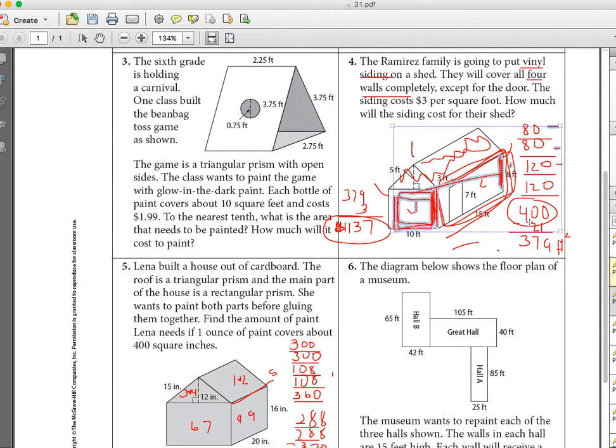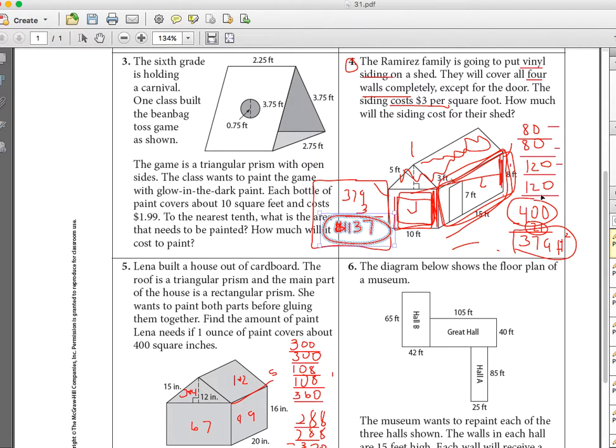But I do need to take away that door right here. The door is 7 by 3, which is 21. So 400 take away 21 is 379. Now it doesn't ask for how much siding. It says that the siding costs $3 a square foot. So I need to take that 379 and multiply it by 3 to get the cost of siding the shed, which is $1,137. So that's number 4. Please don't just write down the answer.